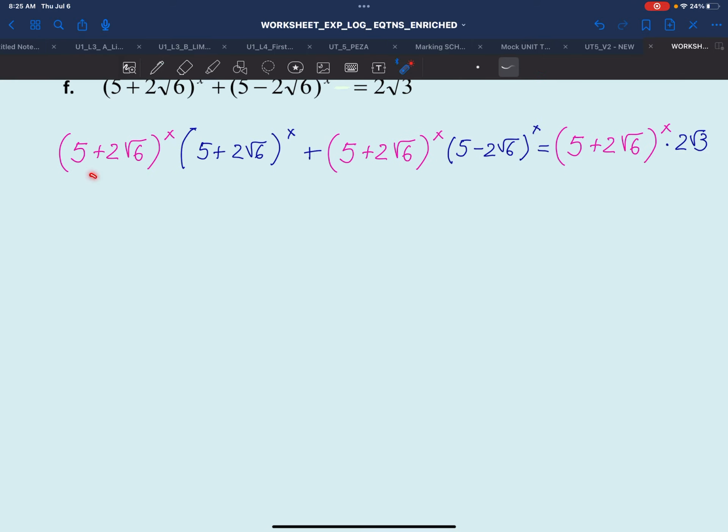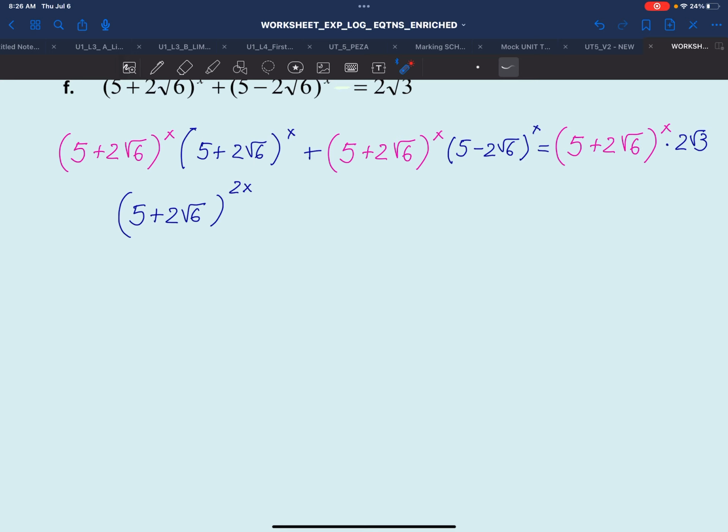There is not much that we can do here besides the fact that we have the same base, so we can combine them, and the power becomes x plus x, which equals 2x. I'm going to rewrite this first term as (5 plus 2 root 6) to the power of 2x. I'm not afraid of powers of 2x. Every time I see the 2 in front of x, I sense a quadratic exponential equation. Now the base is a little bit awkward, but I won't let that bother me. I'm just going to focus on the fact that this is an exponential equation, and I just found out that it can be quadratic.